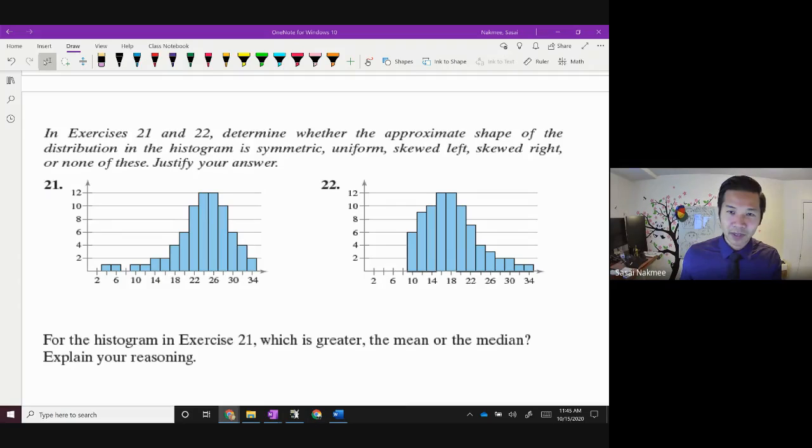Add another option: skewed left or skewed right. I'm gonna go ahead and launch that right there. Can you guys look at this one right here? Number 21. Do you think this is considered symmetric, uniform, skewed left, or skewed right, or none of these? I should have added that in there, but oh well.